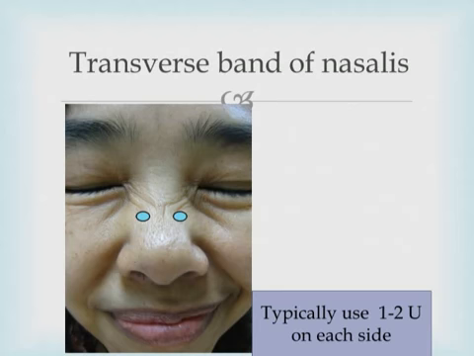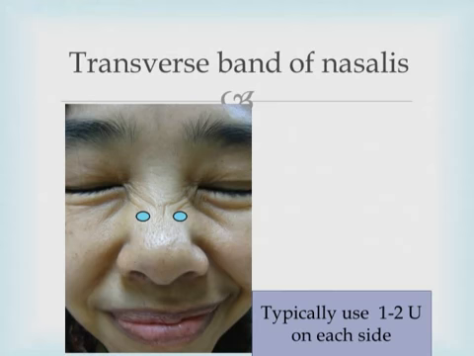The upper part is caused by the transverse band of the nasalis. I usually use 1 to 2 units on each side. In some textbooks, I recommend massaging a bit to let the diffusion go further.